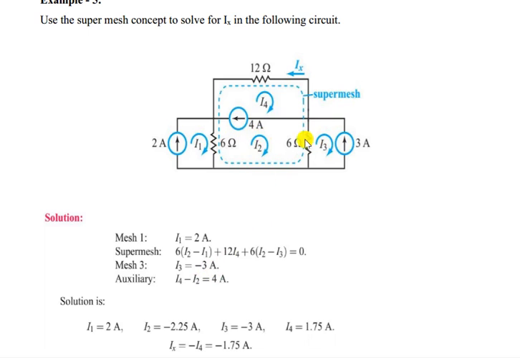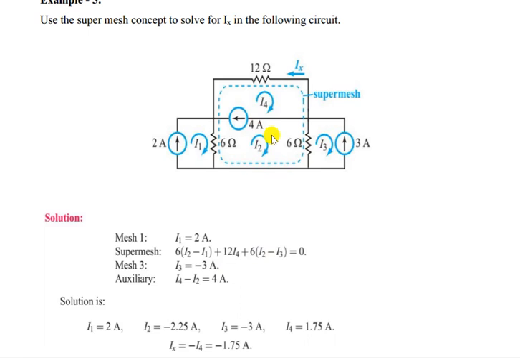And if you want to write KVL across mesh 2 and 4, we cannot write KVL because we cannot find out the voltage drop across this 4 ampere current source. Then we have to make a super mesh, merging mesh 2 and mesh 4, then write the KVL equation. So that is 6 into (I2 minus I1), 12 I4, 6 into (I3 minus I2), (I2 minus I3), 6 (I2 minus I3). All are minus sign, so equal to 0, so that can be written with all as positive.